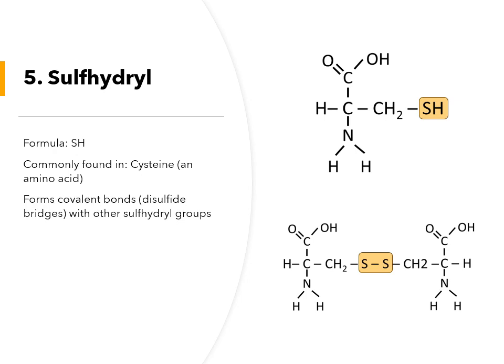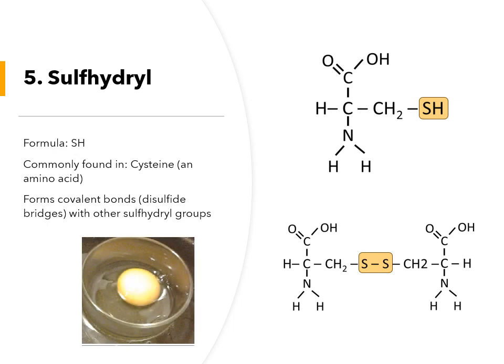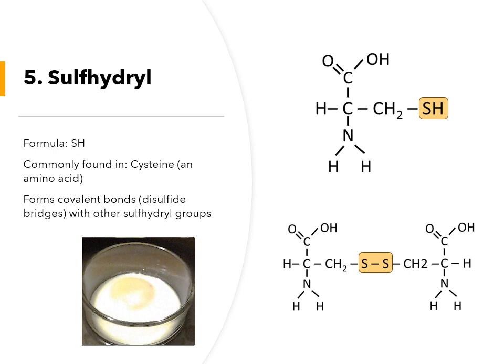And this is something that you've observed every time you've cooked an egg. The heat causes the albumin proteins in the egg white to unfold, or denature, exposing sulfhydryl groups, which can then form disulfide bonds, turning the egg white solid and opaque.